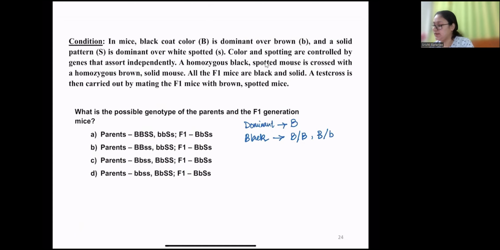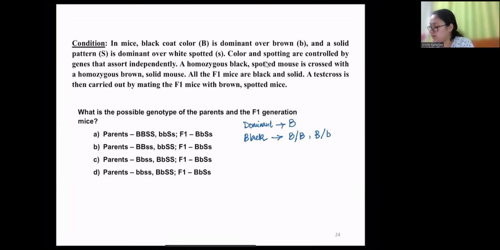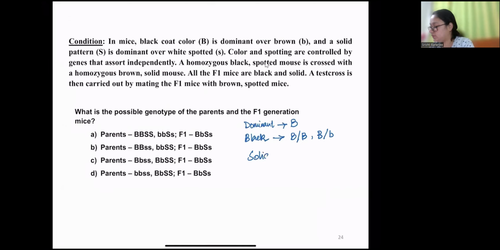Now, again, solid is dominant. So, in order to be solid, it should be capital S capital S or capital S small s. So that is how the dominant and the recessiveness work, I guess it's okay. So color and spotting are controlled by genes that independently assort. So there will be independent assortment.